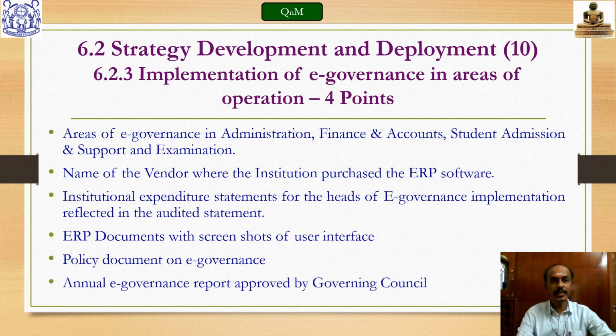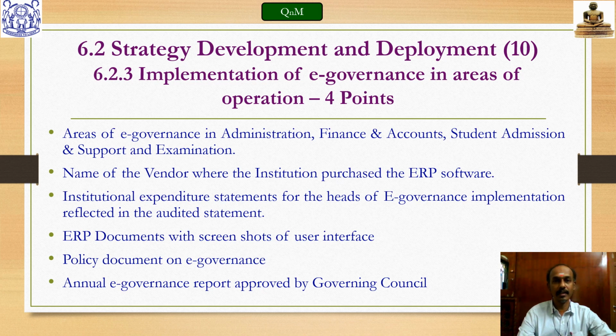So 6.2.3 is implementation of e-governance in the area of operation, which carries 4 points. And again, this point is quantitative in nature. I hope we are doing an excellent job in terms of e-governance, in the sense starting from the student entering the campus, like the admission process, and till the exit, everything we are having in ERP software, and fees collection, and even the examination module, as well as the purchase module.